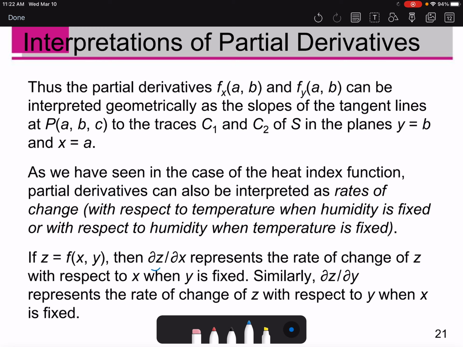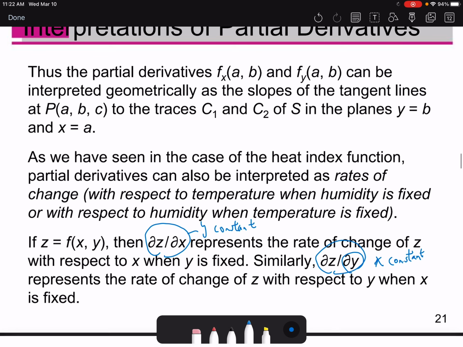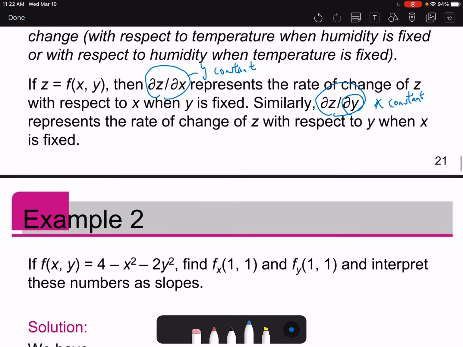So sometimes we use the notation del z over del x, or del z over del y, representing the variations, and the meaning is to assume the other is constant. So here we assume y is constant. Here, since we see the variation of y, we assume x is constant. I cannot emphasize this enough. All right, let's look at an example here.